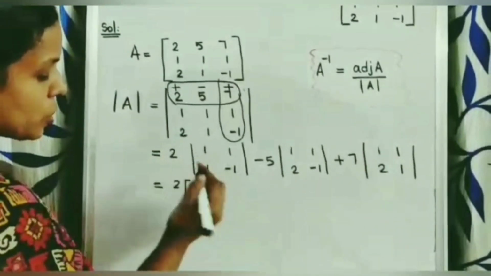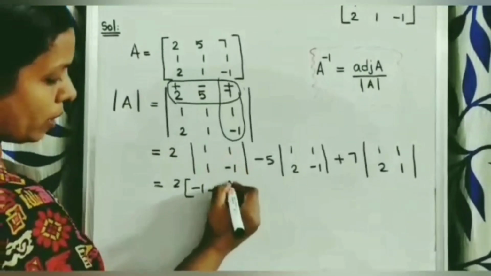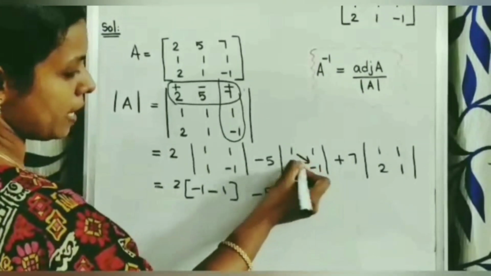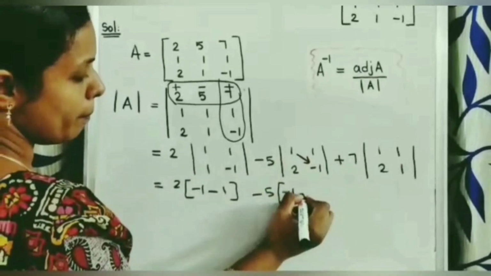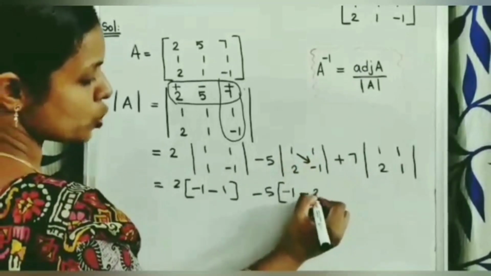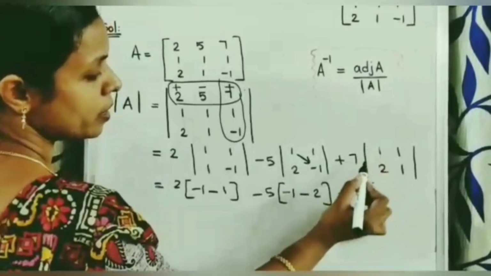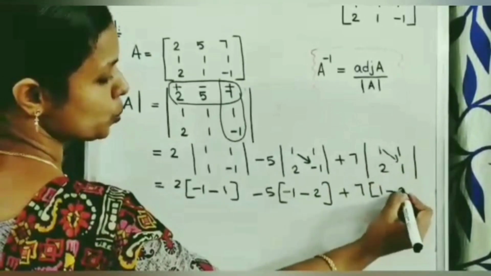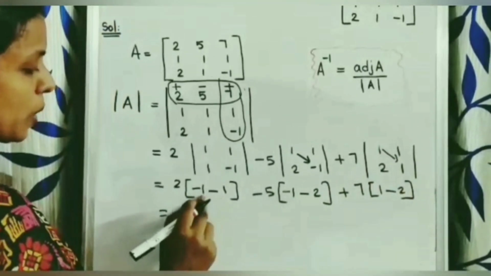Equal to 2 into, here 1 into minus 1 is minus 1, then minus 1 into 1 is 1. Minus 5 into, here cross multiply: 1 into minus 1 is minus 1, minus 1 into 2 is 2. Plus 7 into, here 1 into 1 is 1, minus 1 into 2 is 2. Now we get 2 into, here minus 1, minus 1.